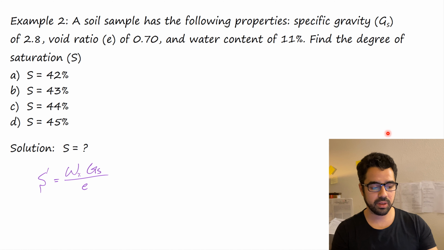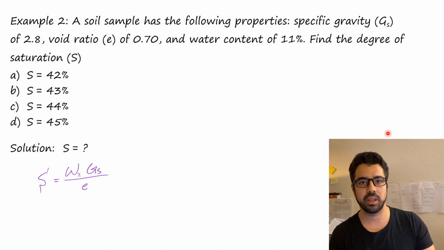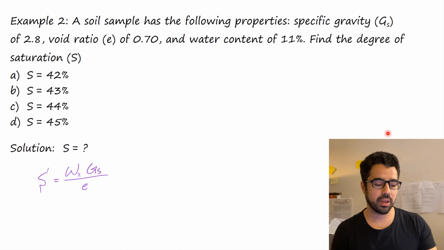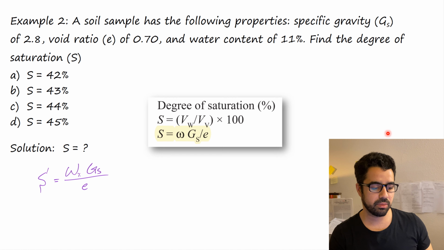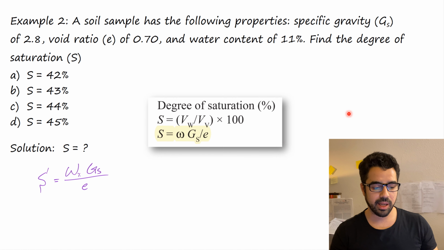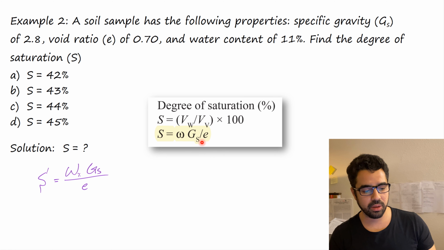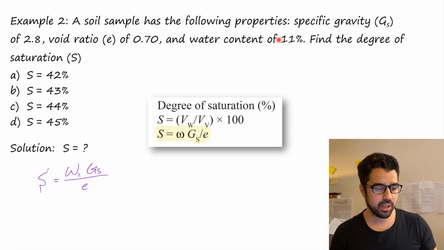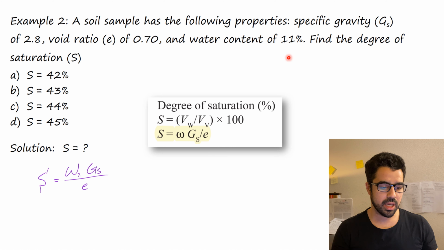There is a direct equation to solve that. The degree of saturation is basically the water content times the specific gravity over the void ratio, and that's how it looks in the reference manual. This is the degree of saturation. We've got the water content, 11. We're going to be using the second equation because that's what we have here. The water content is 11, specific gravity is given as 2.8, and void ratio is 0.7.